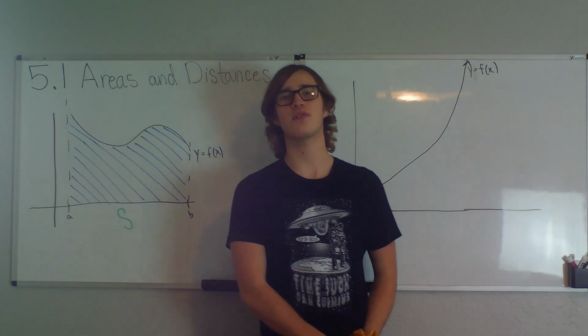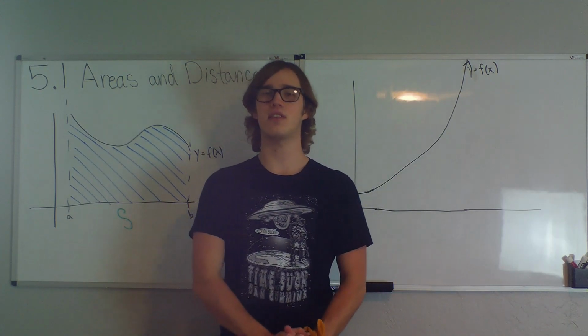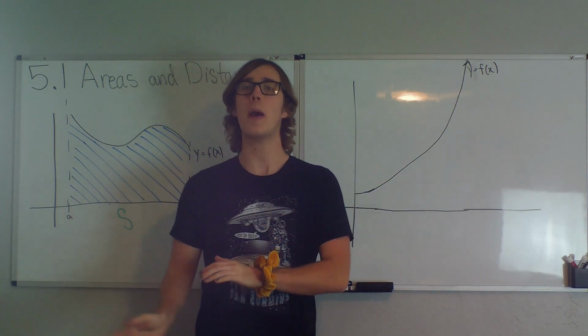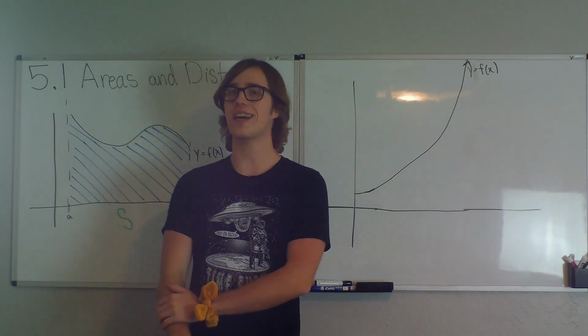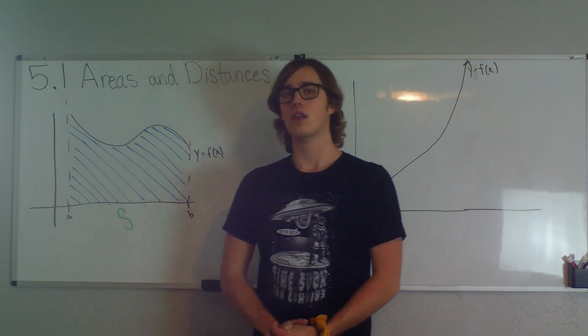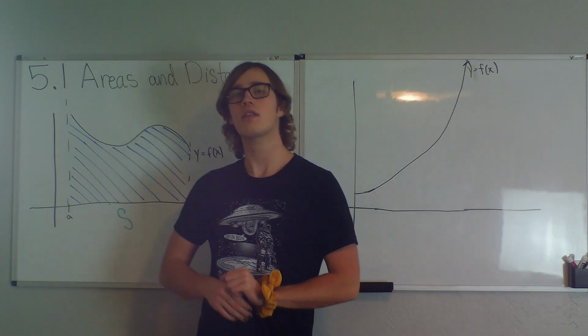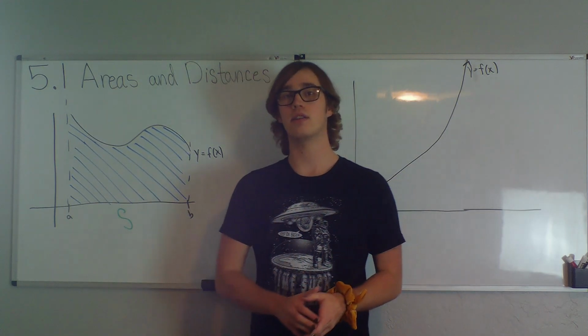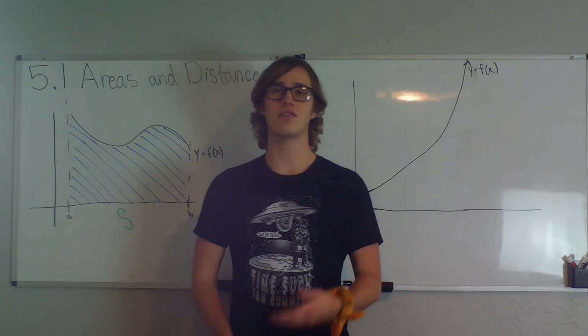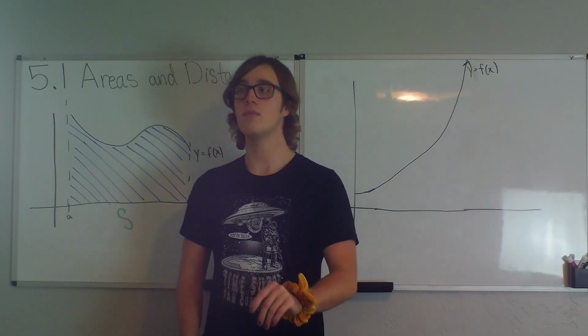Today we're covering section 5.1, Areas and Distances. And this is the first episode of our UCI Math 2B Single Variable Calculus course. So, let's get right into it. As you will soon see, this whole course is about finding areas and eventually volumes, and then some series and Taylor series and Maclaurin series, but we'll get there.